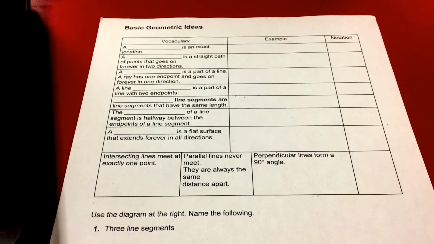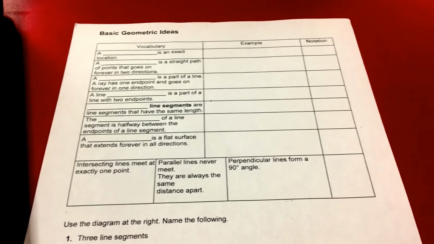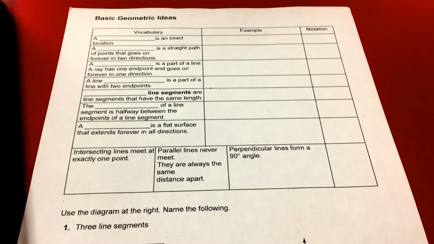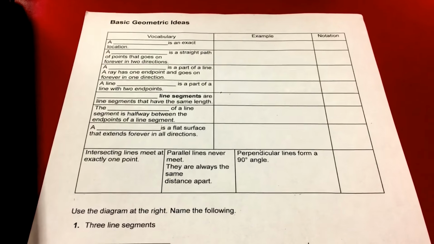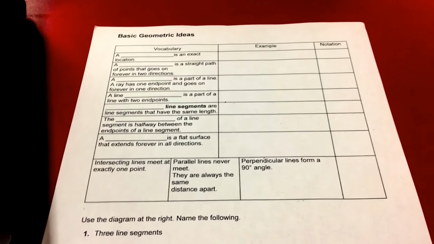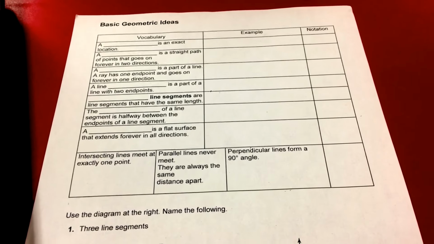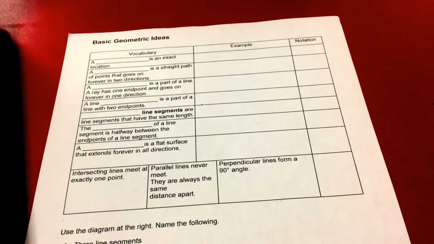All right, guys, we're going to start off today with basic geometric ideas. And you guys probably remember that geometric has to do with geometry, shapes, lines, angles, that sort of thing. We're just going to go over some basic vocabulary and some examples of lines for the most part today. Some of this might be review, some of it might not be, but just kind of stick with it.